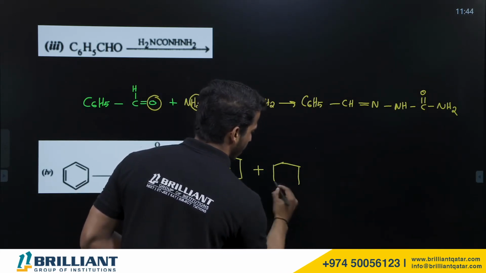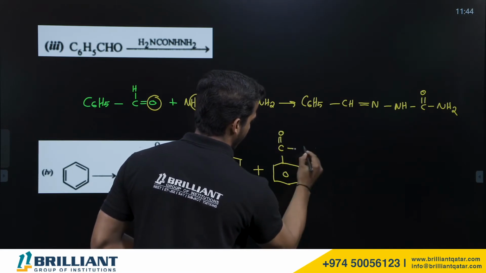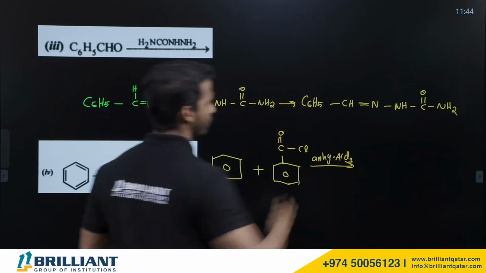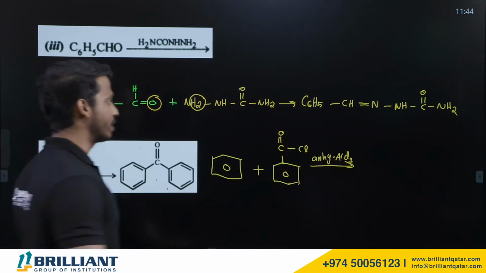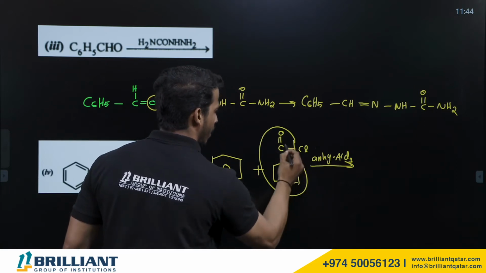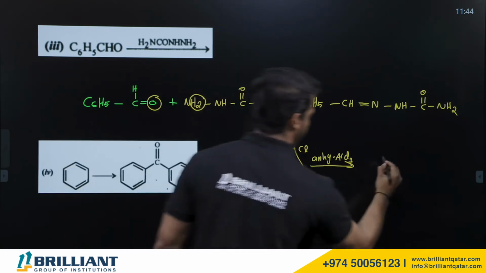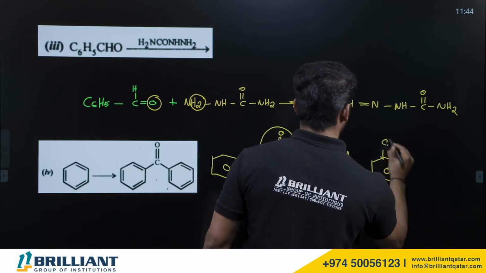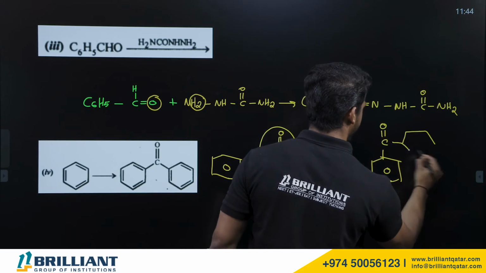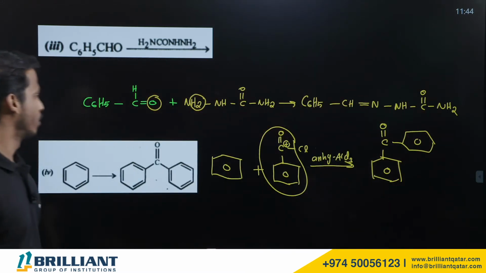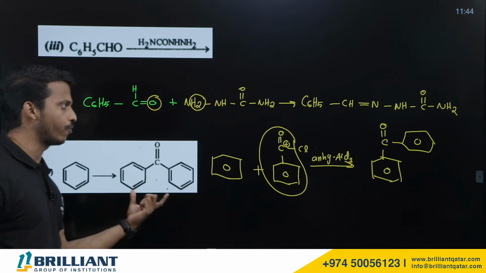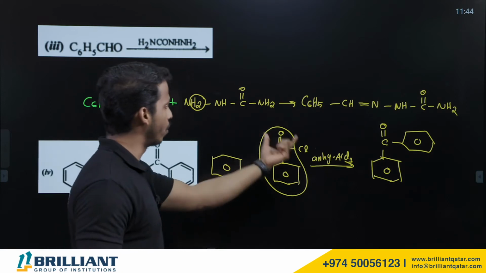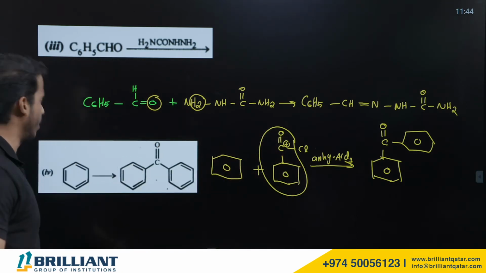What is the starting material? Benzene with COCl, in presence of what? Anhydrous AlCl3. Friedel-Crafts acylation. Which is the acyl part here? This is the acyl part. It will go to the benzene ring. So you will get benzene with C double bond O, then another one. Yes, this is the compound. So if you want to convert benzene into benzophenone, the reaction is Friedel-Crafts acylation: benzene treated with benzoyl chloride with anhydrous AlCl3 catalyst.